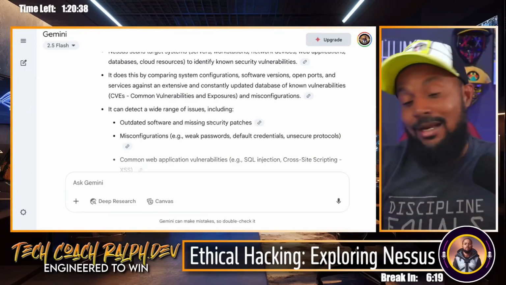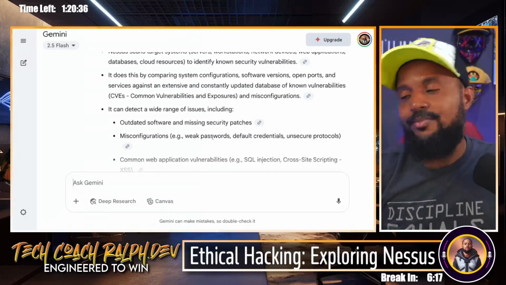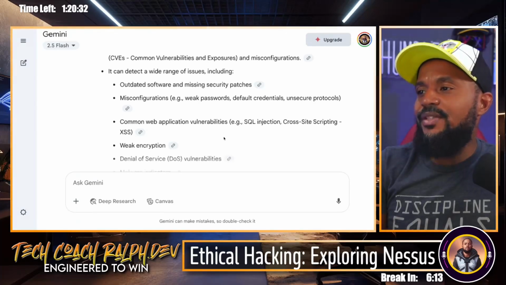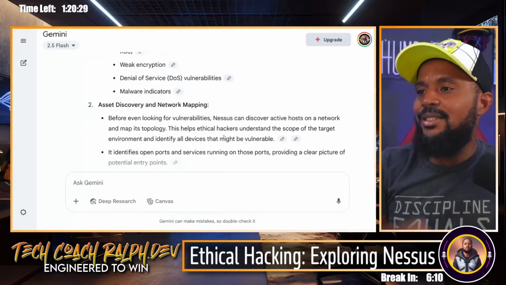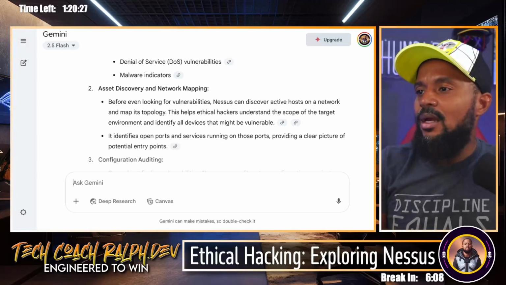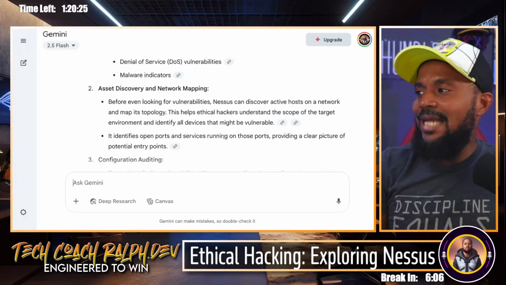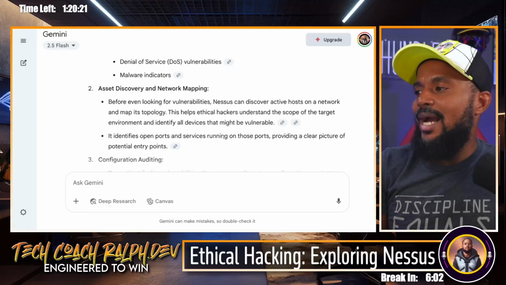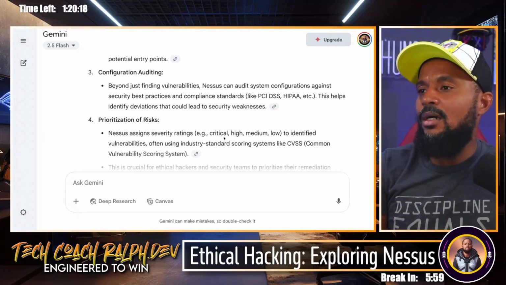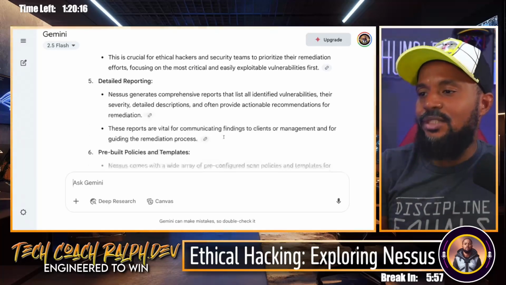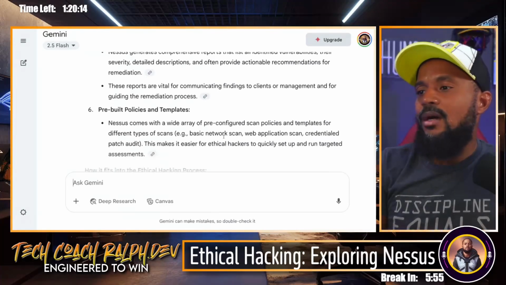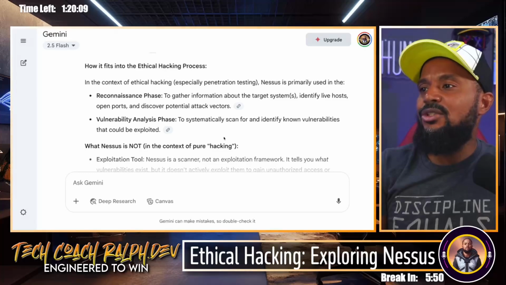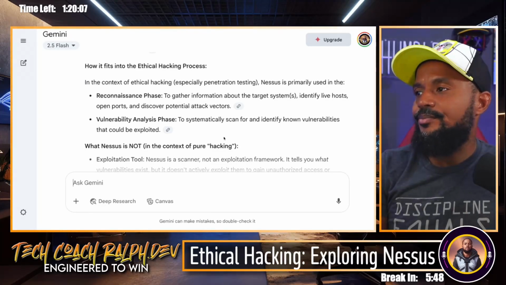Now I might go to Devin. I don't know. But with all these tools, the sky's the limit, all right? It can detect a wide range of issues, all these types of issues: asset discovery and network mapping. Before even looking for vulnerabilities, Nessus can discover active hosts on a network and map its topology. This can help ethical hackers understand the scope of the target. Configuration auditing, prioritization of risks, detailed reporting, pre-built policies and templates.